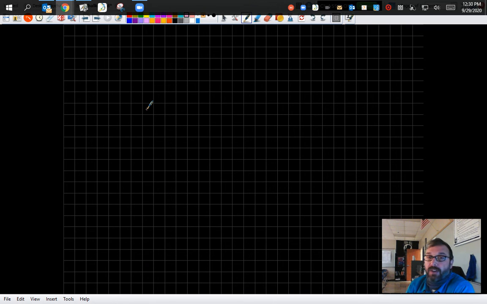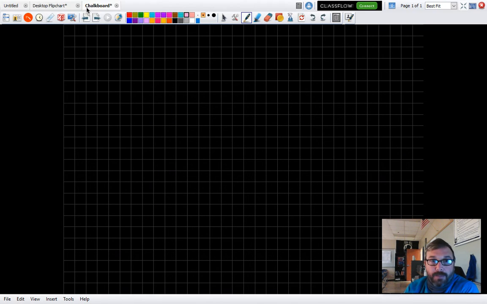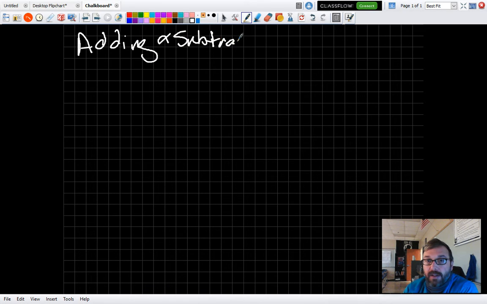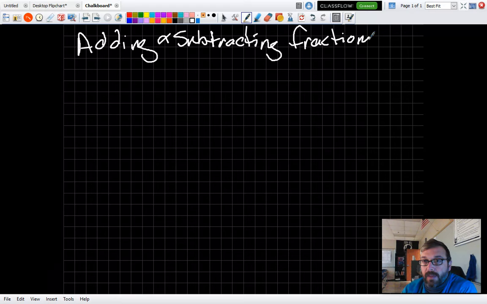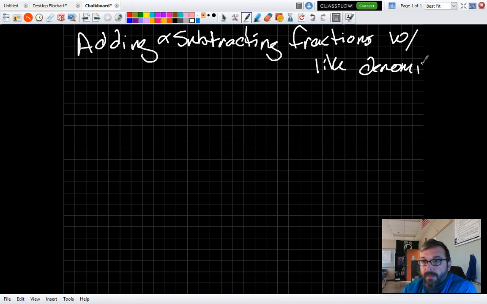One of the periods took a vote, and we decided on numbers 4, 5, and 6. So number 4. We are going to be talking about adding and subtracting fractions with like denominators.